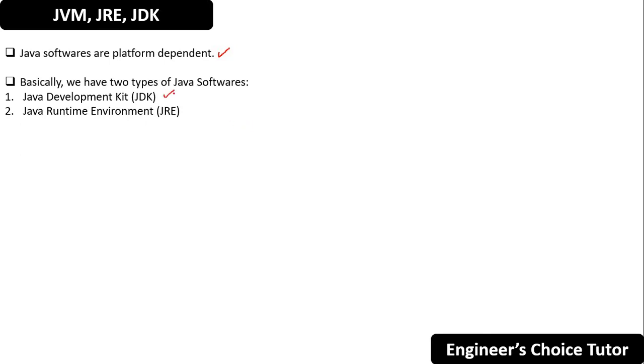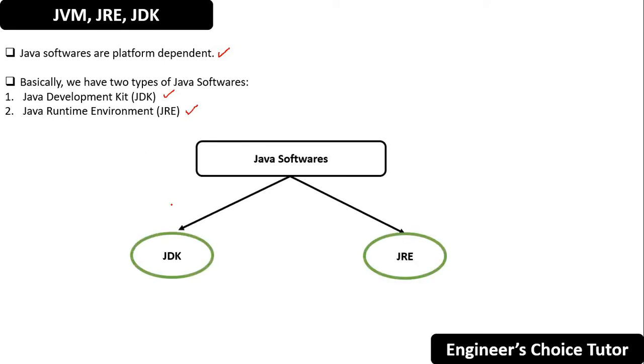Java Development Kit, that is JDK, and Java Runtime Environment, that is JRE. So we have two types of softwares, JDK and JRE. That is the reason you might have heard the phrase: install the JDK for Windows, install the JDK for Linux, right? Because if you are using the Windows operating system, you have to install JDK for Windows. If you are using Linux, you have to install JDK for Linux in order to develop the program, compile the program, or execute the program, right?